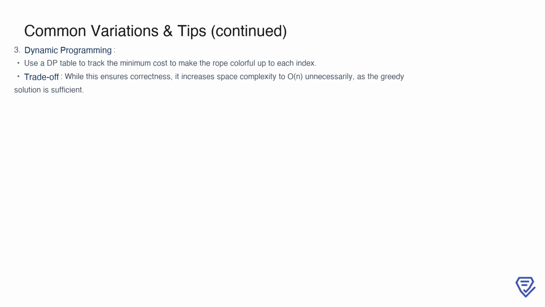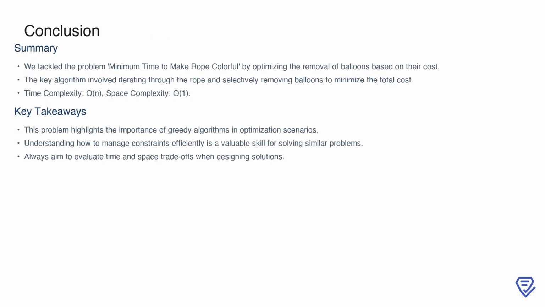Another approach to consider is dynamic programming. Here, you could use a DP table to track the minimum cost required to make the rope colorful up to each index. While this guarantees correctness, it comes with the trade-off of increased space complexity, specifically O(n), which is unnecessary given that the greedy solution already solves the problem efficiently. Since the greedy approach provides both optimal time and space complexity, there's usually no need to rely on dynamic programming here. By focusing on the simpler and more efficient solution, you can save both time and resources while still achieving the correct result. Great job!